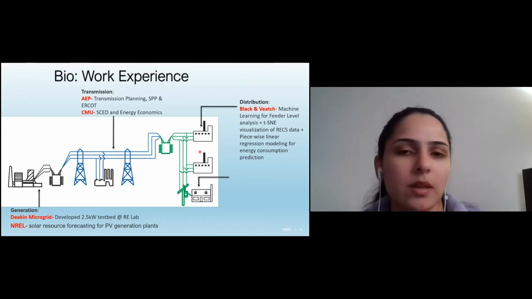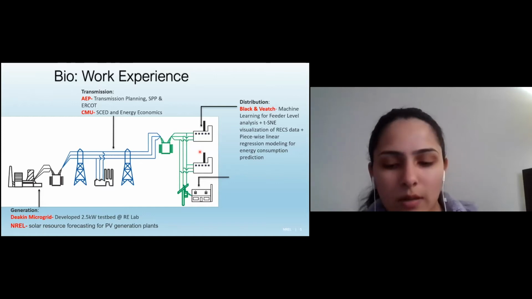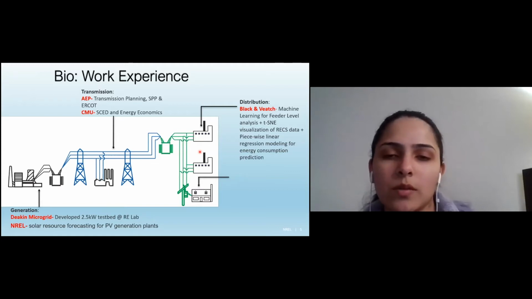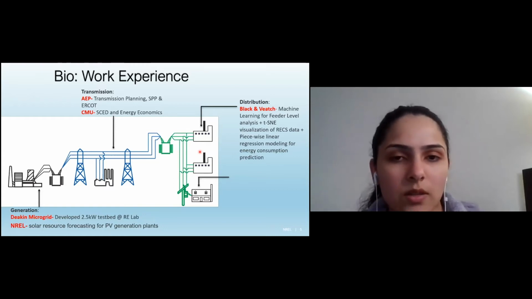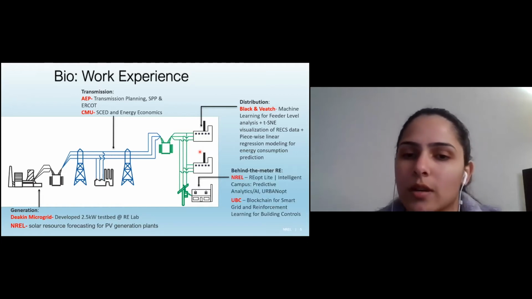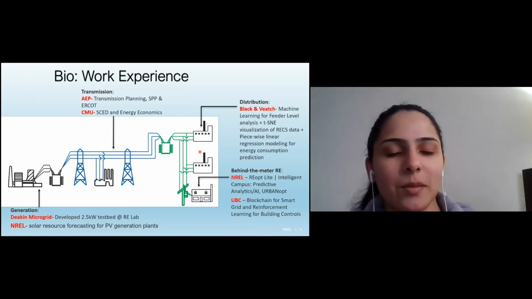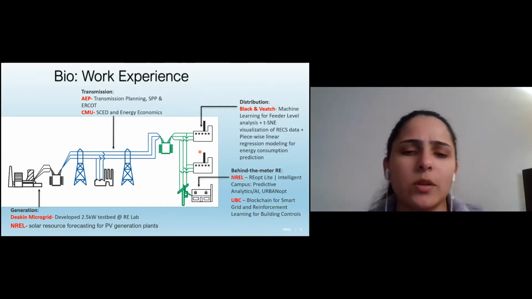It was at Black Beach when I was interning there. Machine learning was used for feeder level analysis and different types of visualization. T-SNE is one of the visualization algorithms, and we used linear regression for energy consumption predictions. Those were some applications of data science which I had worked on. And here at NREL, the REopt Lite tool, which I was introducing earlier a little bit. And now at the University of British Columbia, I'm involved with blockchain for smart grid and reinforcement learning.